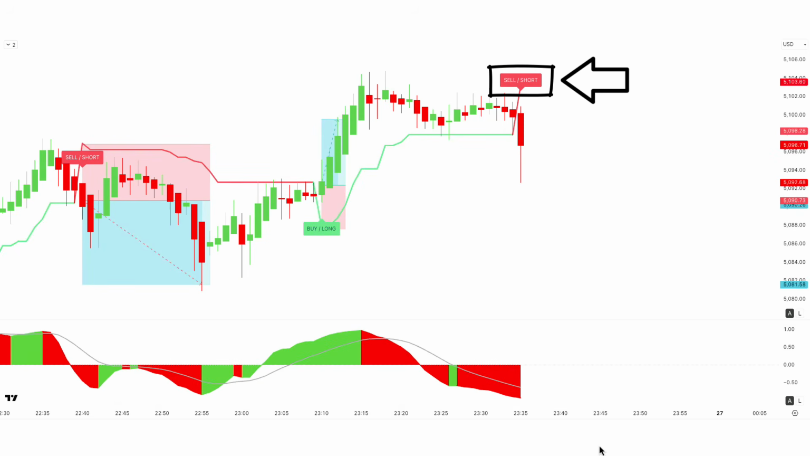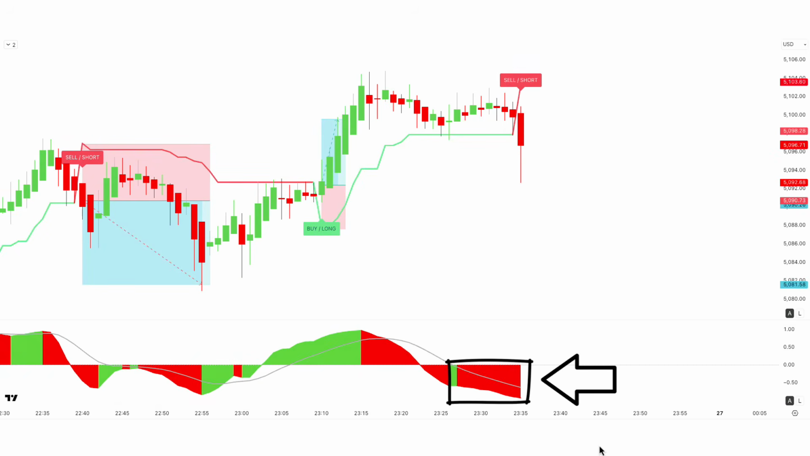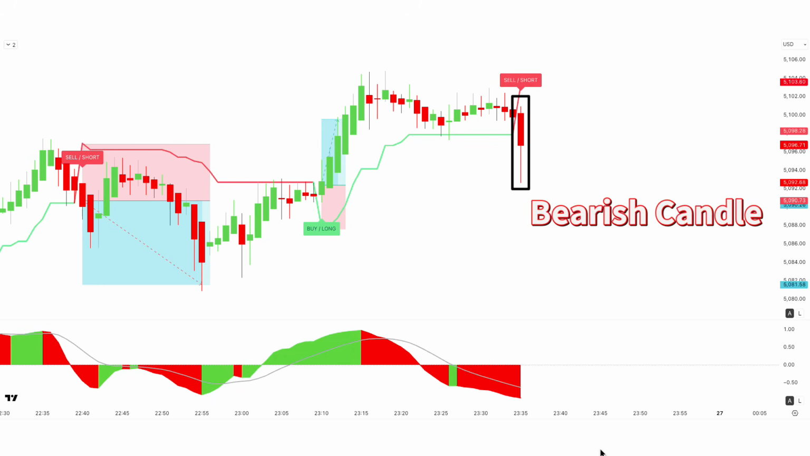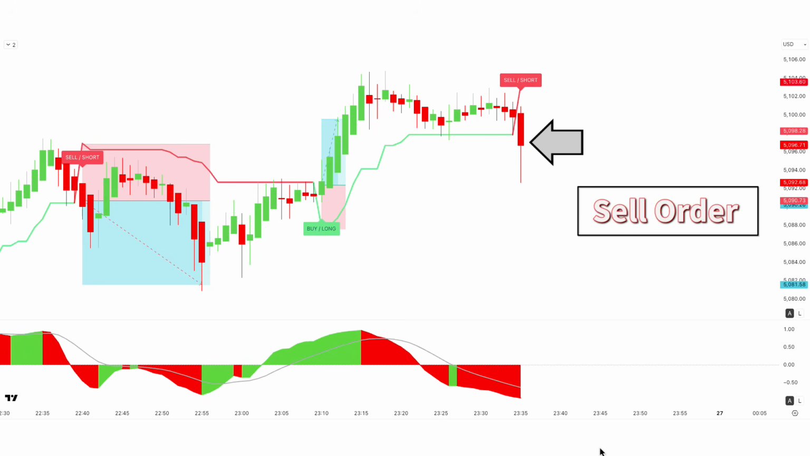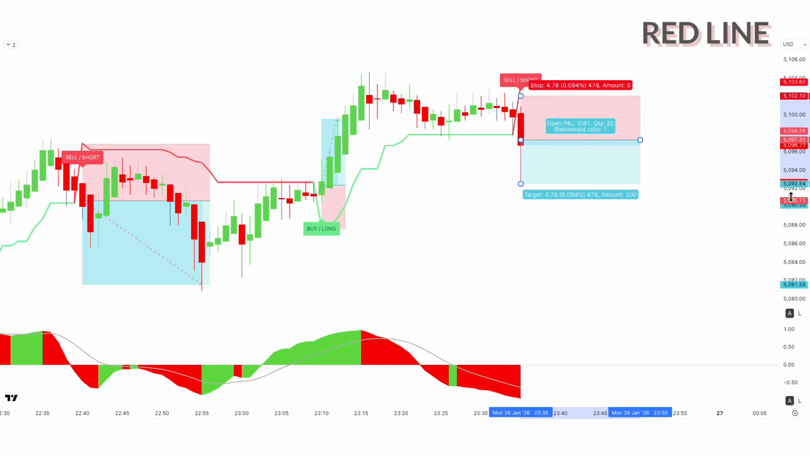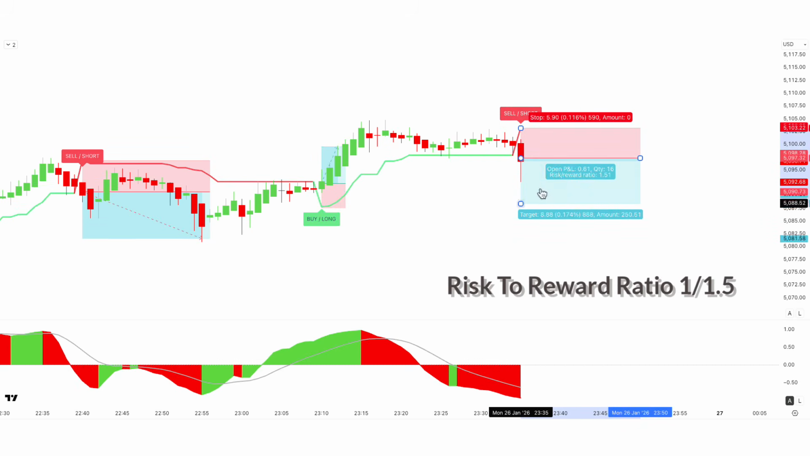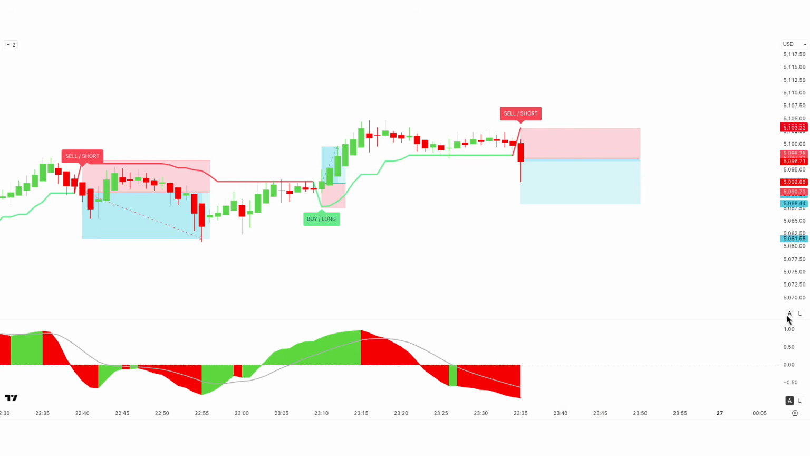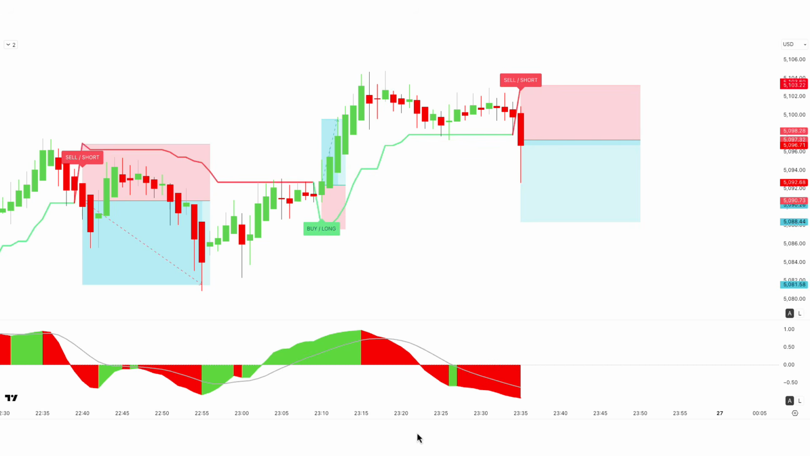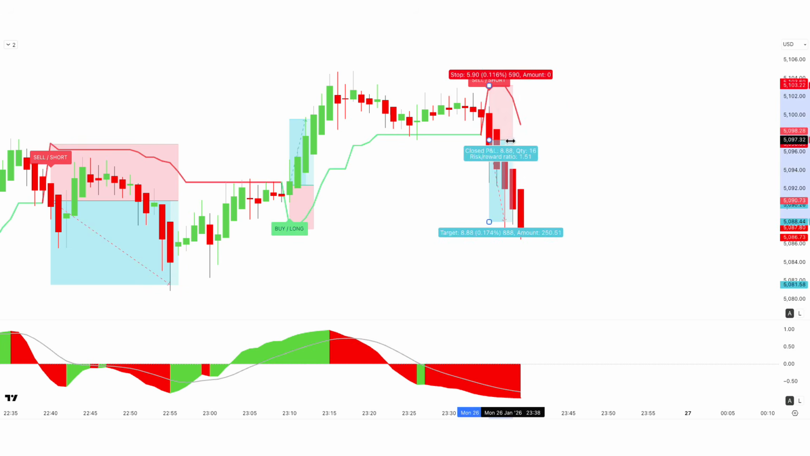Here, the Sovereign Gold Flip arrow of this indicator is a short signal. Here, the Normalized Smoothed MACD is in the red area. Here, the market has made a bearish candle to give confirmation. So all our conditions are being fulfilled, so we are placing an order to sell. Our stop loss is to be placed at the red line, and the risk to reward ratio will be 1:1.5. Let's see what happens to our trade. We have won the trade. Let's find the next trade.